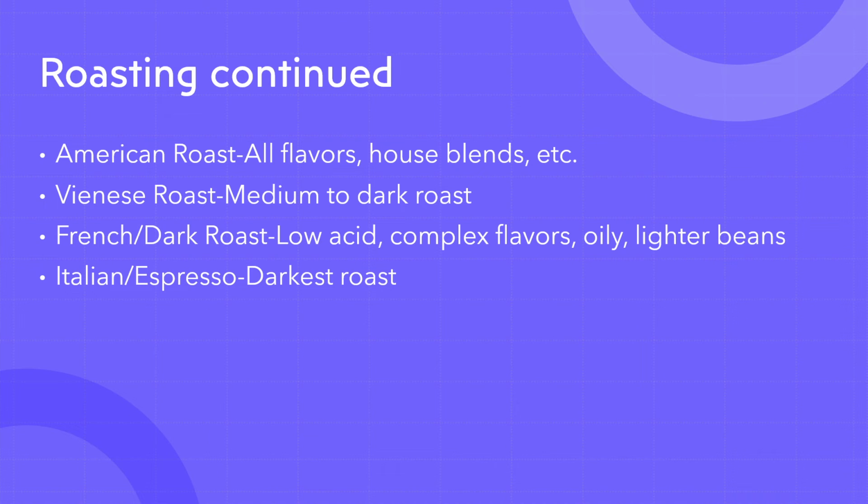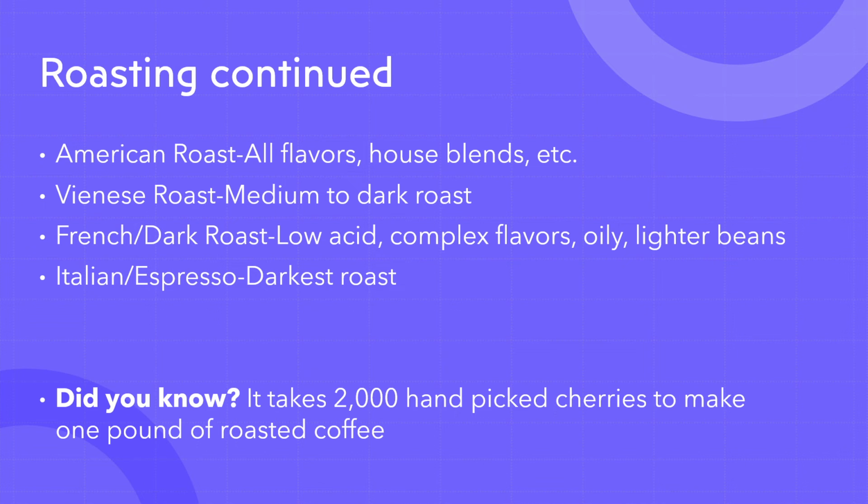Finally, Italian and espresso, the darkest of the darkest. Obviously, our espresso roast is a good example of this. We do have a few others as well, but essentially that's the 4 roasts. People want a dark roast, you're probably going to suggest a French roast. Some people do drink the espresso, that's okay. Generally, we want to give them a French or a dark roast.